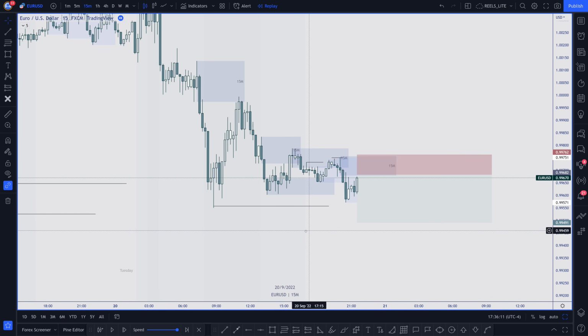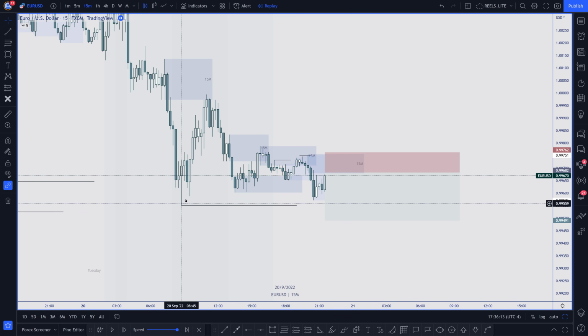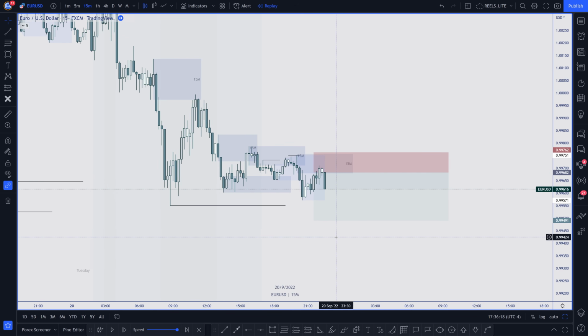So again, you can see we're violating demand already. I'm expecting this low is weak. This low didn't do anything. It respected a supply level, so you expect it's going to probably get taken out.